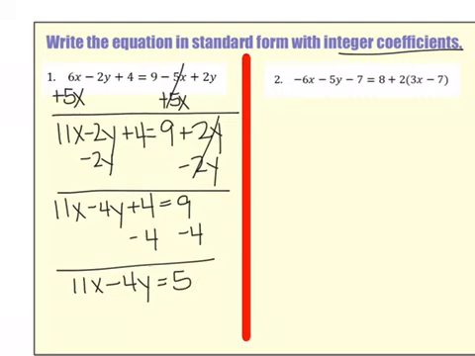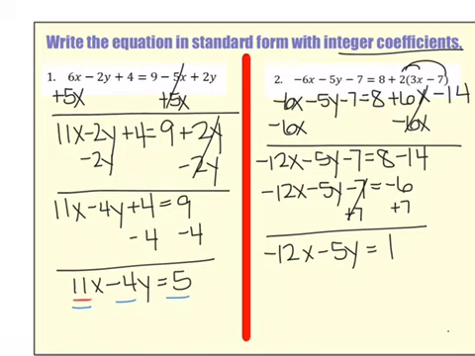I'm going to check that a is positive, which is the first thing I want to look for, so that's good. And then a, b, and c are all whole numbers, so we are good with this one. This is my standard form, and I'm done. Go ahead and try number 2 on your own. Pause the video, and then when you're done, come back and check your answer.